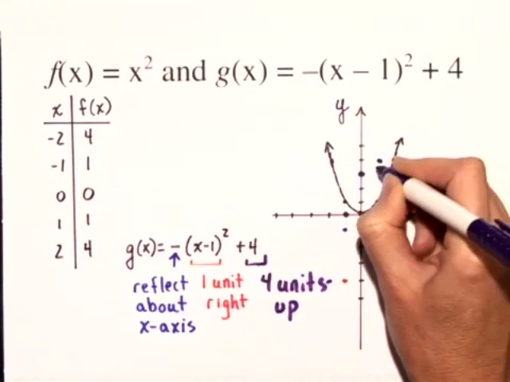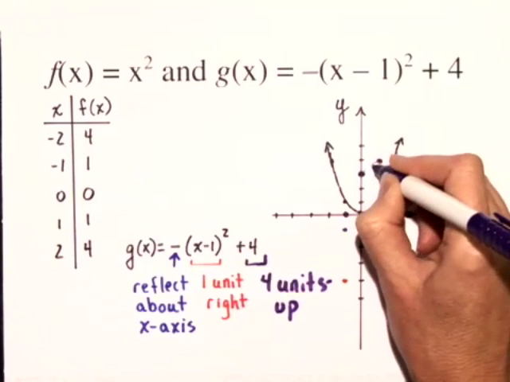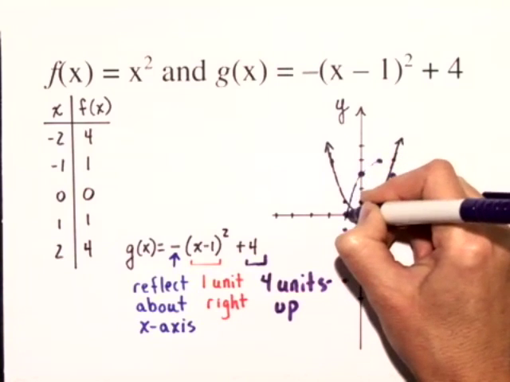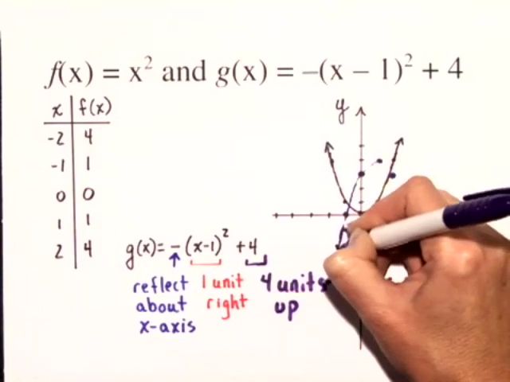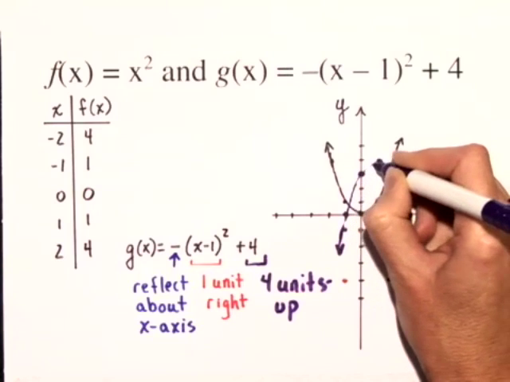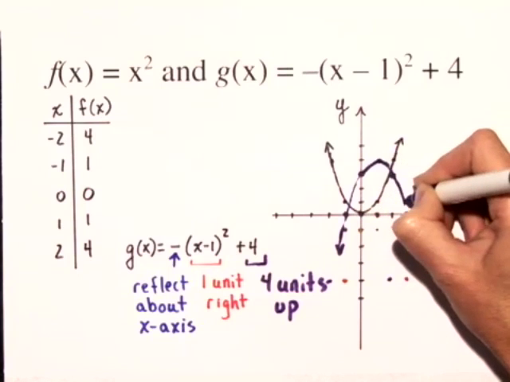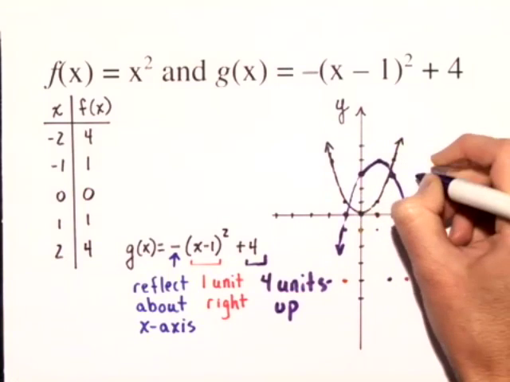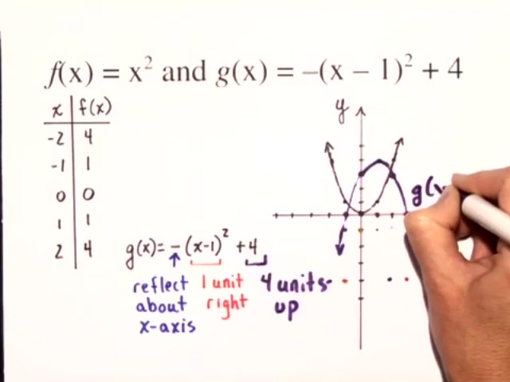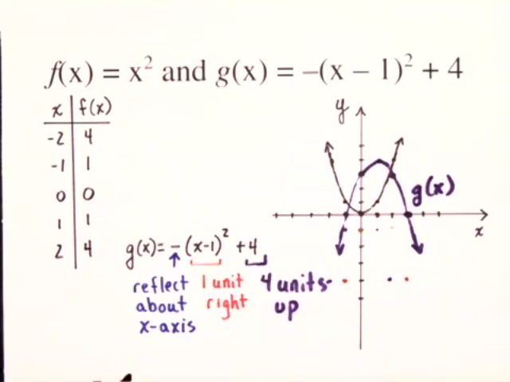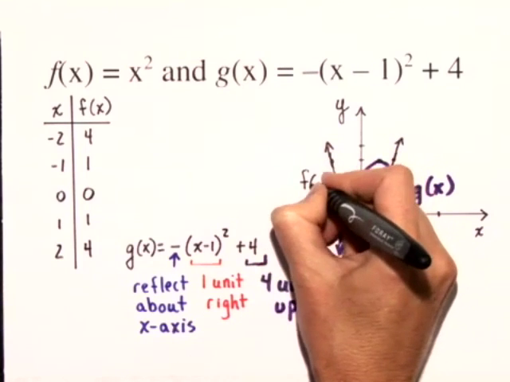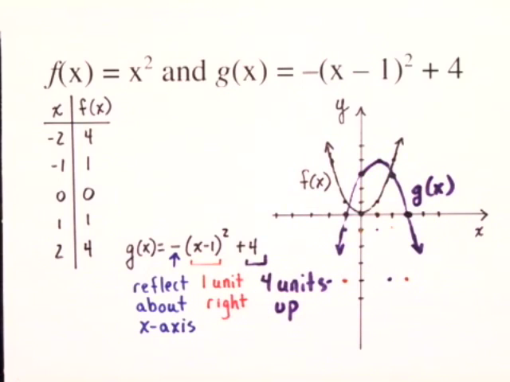So now we have these 5 points. We can sketch our parabola represented by g of x. So in purple, I have g of x and in the black I have the original f of x. Now let's talk about the domain and the range of each of these functions.